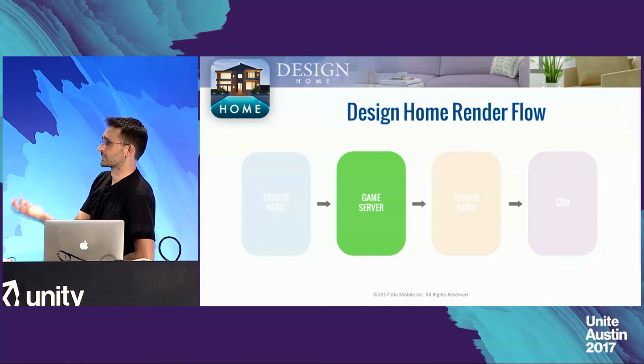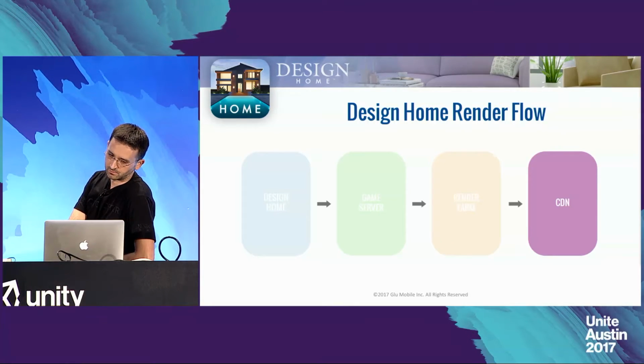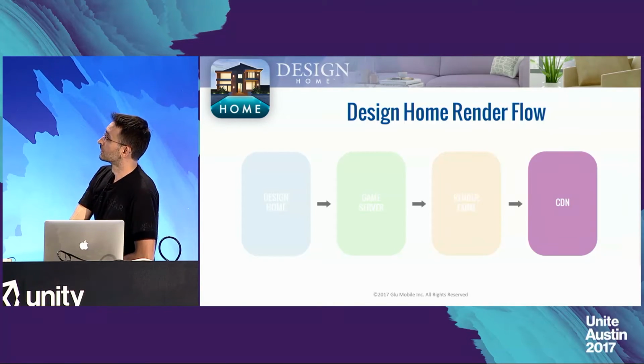And then the game server, like I said, translates the data to a URL. It does a bunch of other things, like queuing up, record management, things like that. Then it passes it to the render farm, and then that goes to the CDN. So we're going to zoom in to this part next.